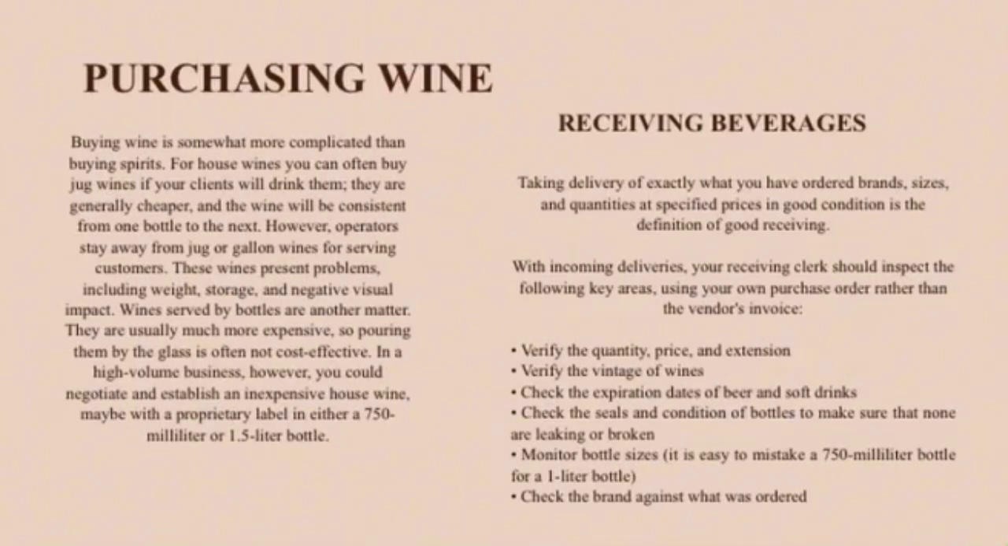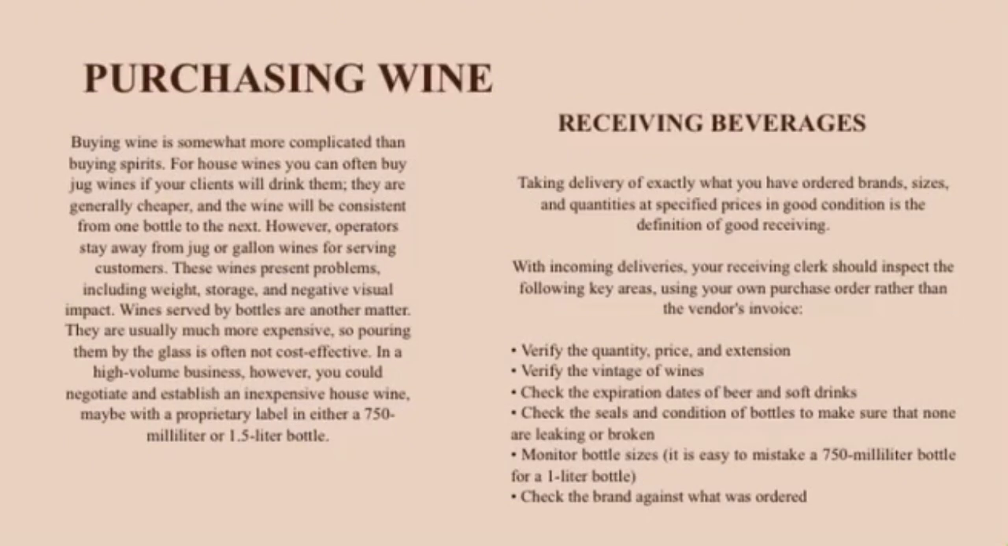Receiving beverages. Taking delivery of exactly what you have ordered, brands, sizes, and quantity at a specific price in good condition is the definition of good receiving. With incoming deliveries, your receiving clerk should inspect the following key areas using your own purchase order rather than a vendor's invoice. First, verifying the quantity, price, and extension.